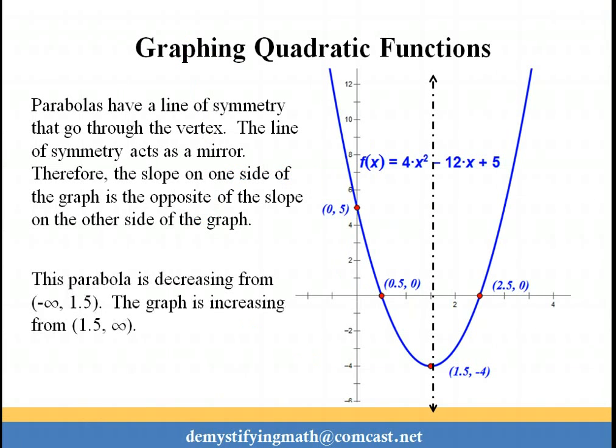So what we saw was that this parabola is decreasing, or has a slope of a secant line that's negative, for all x values from -infinity to 1.5, and then it's increasing on the other side of the vertex. So from 1.5 to infinity, it's increasing, or you could say that the slope of the secant line would be positive. Just keep in mind that this is going to depend on whether the graph opens up or opens down. So if we flip the graph upside down, it's going to change which side is increasing or decreasing.